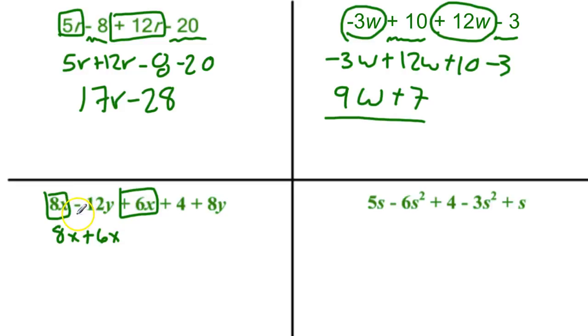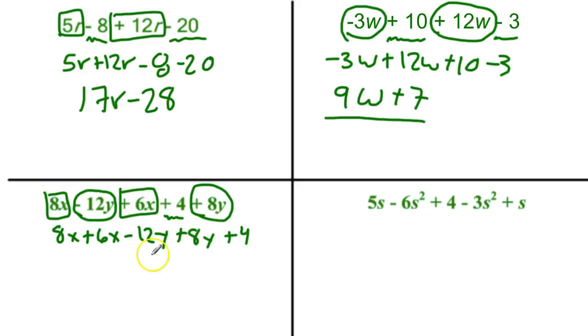Now let me do the y's. I'll circle the y's. Minus 12y plus 8y. Minus 12y plus 8y, and I'll underline the plus 4. Plus 4. So 8x plus 6x, that's going to end with an x. 8 plus 6 is 14.